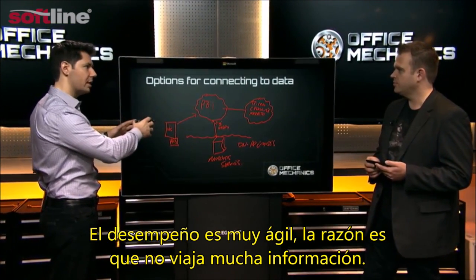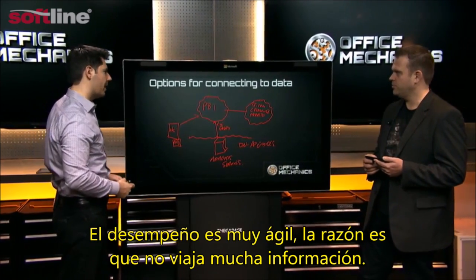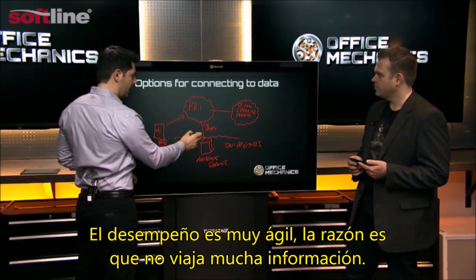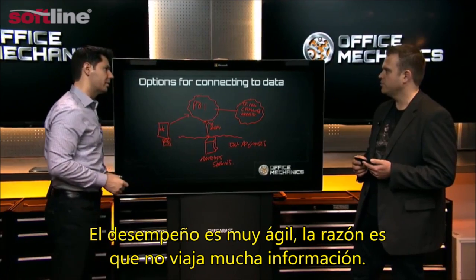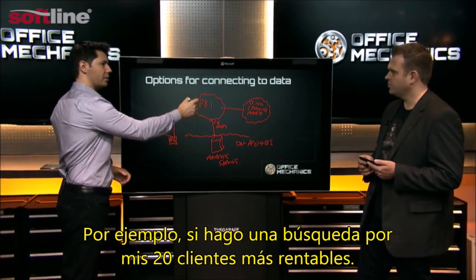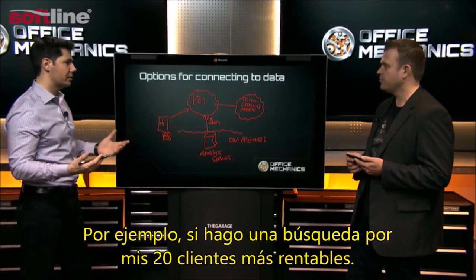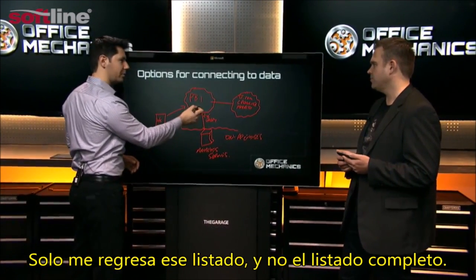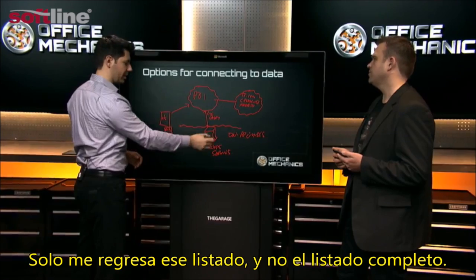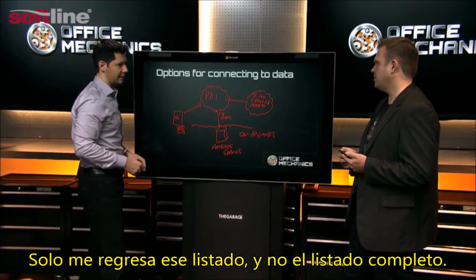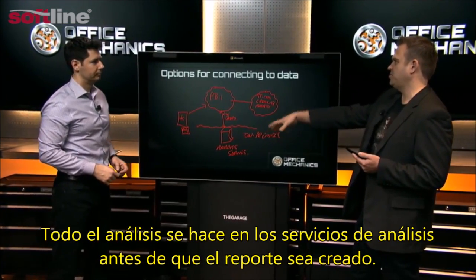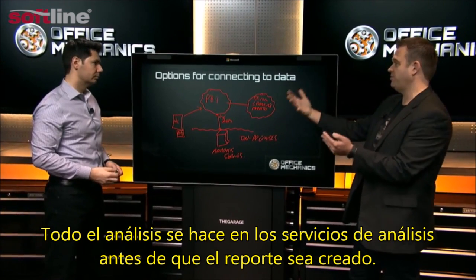So you saw the performance in the demo I just did. It's very snappy. The reason for that is actually not a lot of data flows through the pipe. So if I'm doing a search for who are my 20 most profitable customers, it's those 20 most profitable customers that flow back up through the pipe. It's not the full data set. So a lot of the heavy lifting is being done on analysis services before that report gets generated and viewed through those devices.